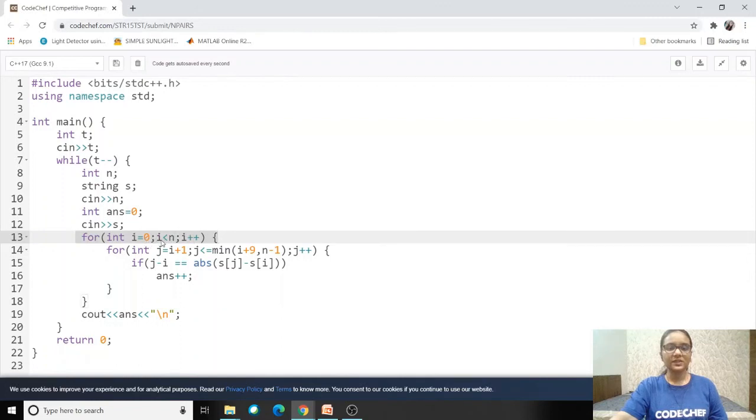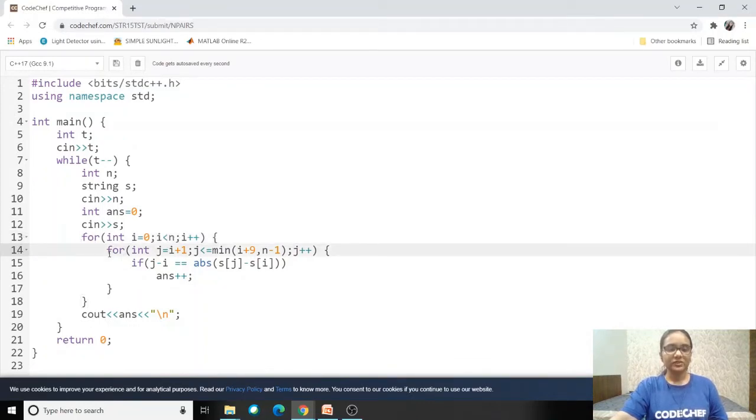The first loop will run from 0 to less than n. From 0 because this is a string, right, and indexing in a string starts from 0. Now the second loop, the one inside this first loop, will run from i plus 1. This is the same as we discussed in our solution. It will run from i plus 1 to less than or equal to the minimum of i plus 9 comma n minus 1. If you remove this equal to here, then you can make it from i plus 10 to n. But since I am using equal to, it will run up to the minimum of i plus 9 and n minus 1, and j plus plus.